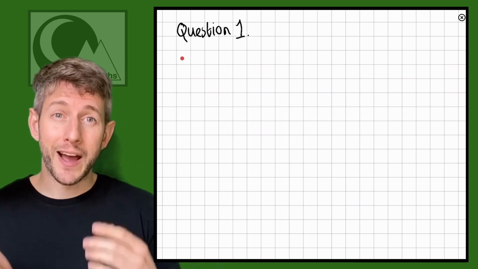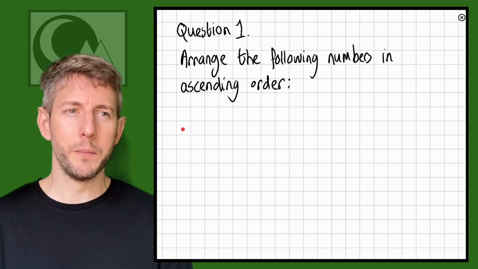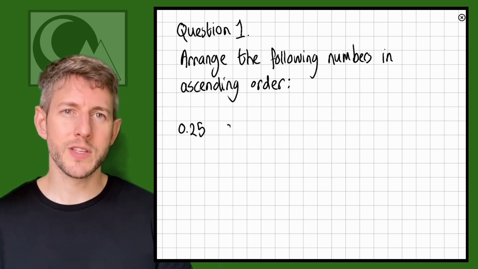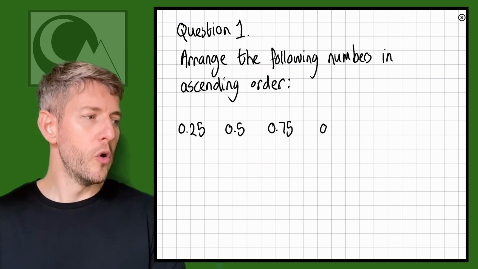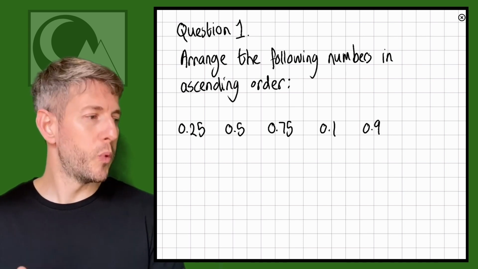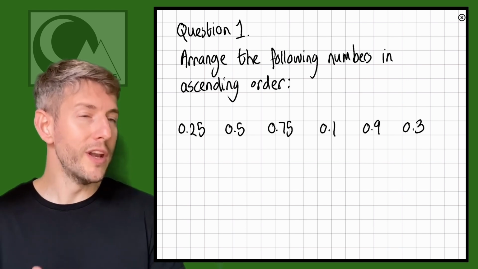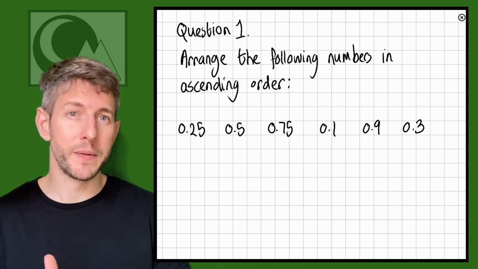Let's have a look at a question. Arrange the following numbers in ascending order. So we've got 0.25, 0.5, 0.75, 0.1, 0.9, and 0.3.